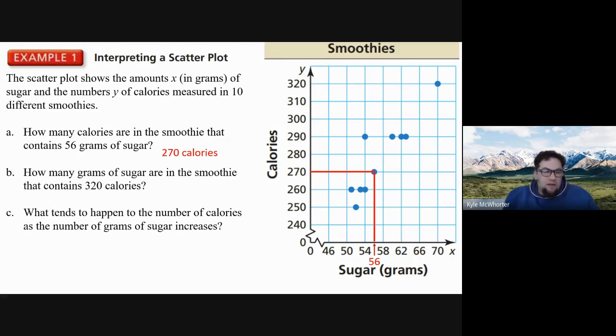For B, how many grams of sugar are in the smoothie that contains 320 calories? So 320 calories, it's up here. Then we just follow. There's the point that represents the smoothie that had 320 calories. Then we just trace down and we see that that smoothie had 70 grams of sugar.